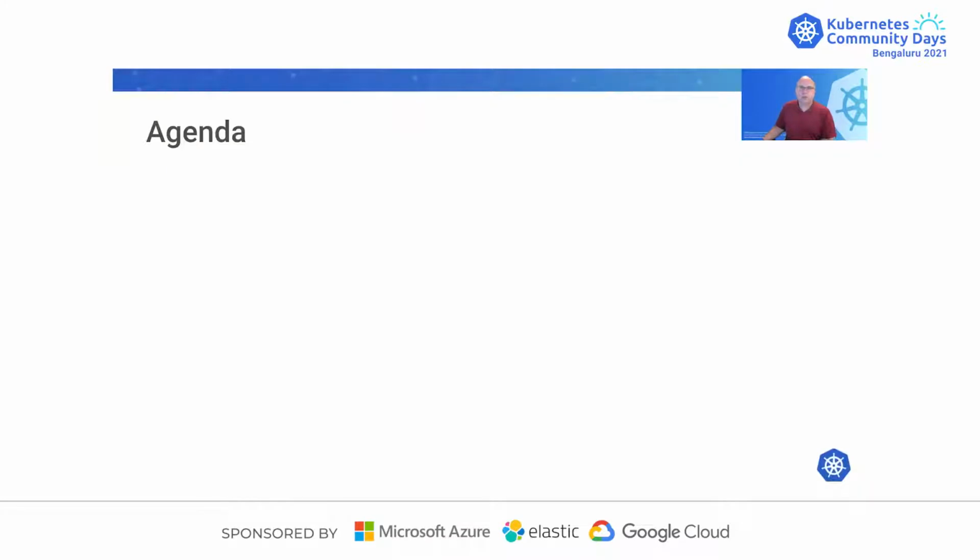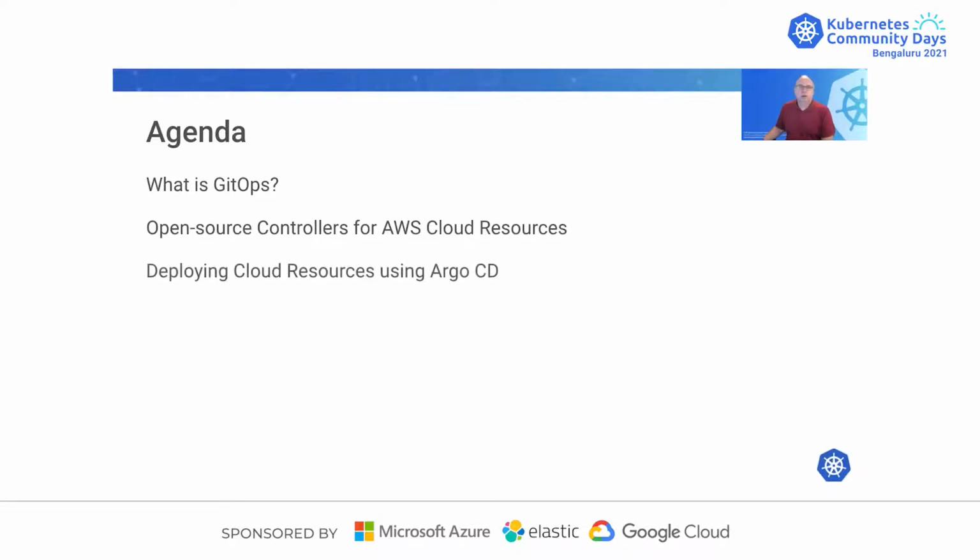First, I'd like to go over the high-level agenda of what we'll cover in this talk. We will briefly explain what GitOps is, some of its benefits, and why it's a good fit to be used with Kubernetes. We'll discuss the controller pattern and introduce some of the open source controllers that can be used to manage cloud resources. You'll also learn how Argo CD can be used to deploy cloud resources using those controllers.